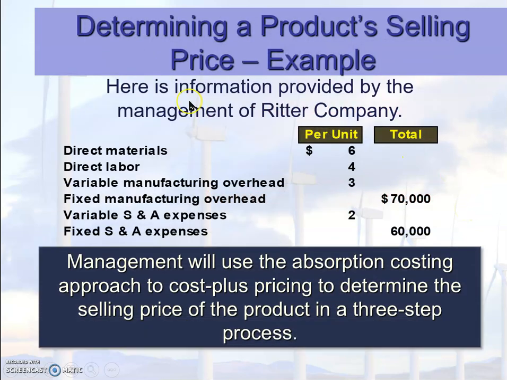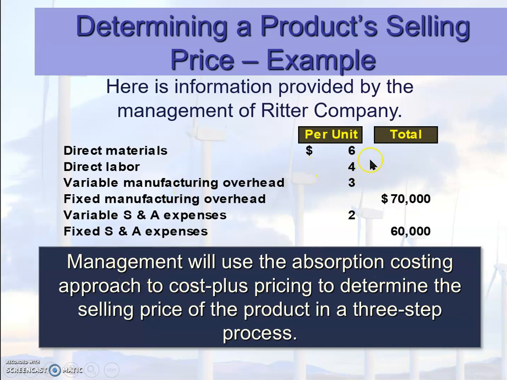Let us have this example for a retail company. Direct materials per unit $6, direct labor $4, variable manufacturing overhead $3, fixed manufacturing overhead $70,000, variable selling and administrative expenses $2, and fixed selling and administrative expenses $60,000. Management will use the absorption costing approach to cost plus pricing to determine the selling price of the product, and we are going to use the 3-step process. The keyword here is the absorption costing approach.